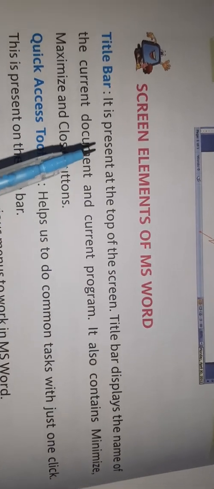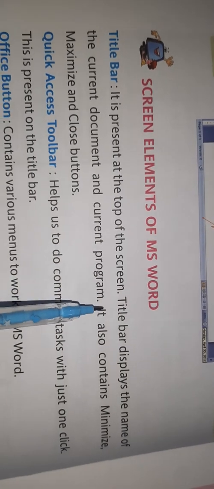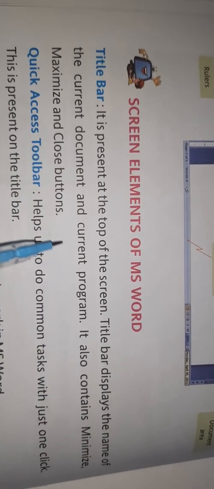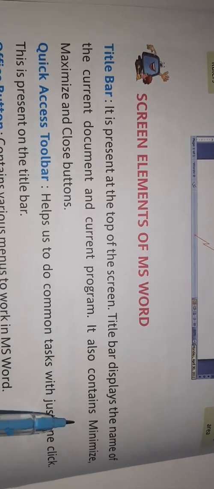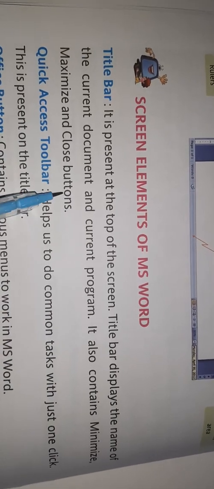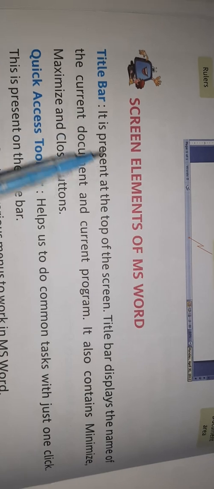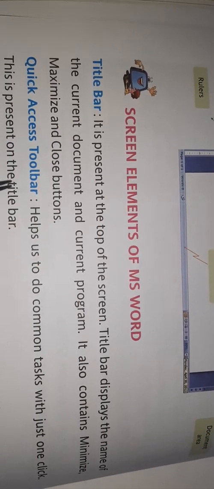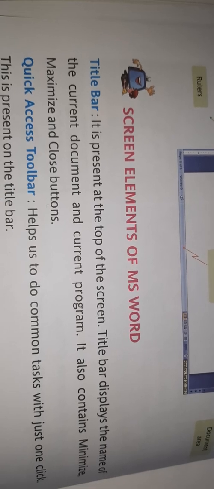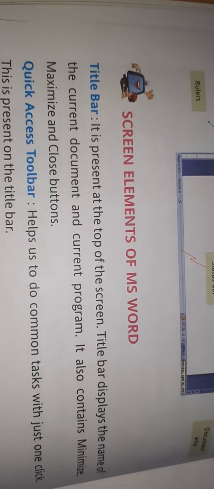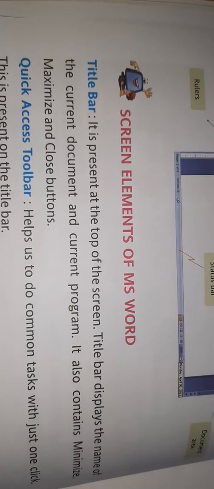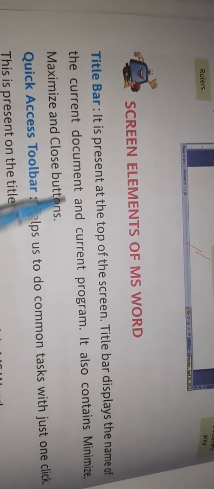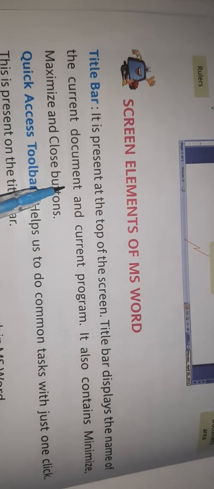Title bar, it is present at the top of the screen. Title bar displays the name of the current document and current program. It also contains minimize, maximize and close buttons. This explanation of title bar is applicable in all the applications of Windows, and all the applications of MS Office also. So it is present at the top and it displays the name of the current document.